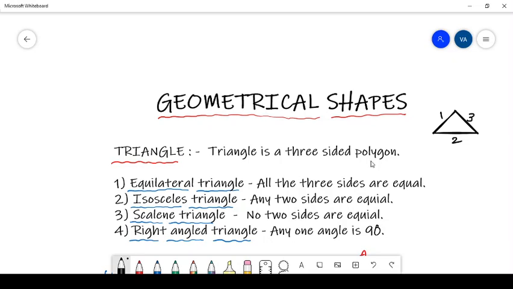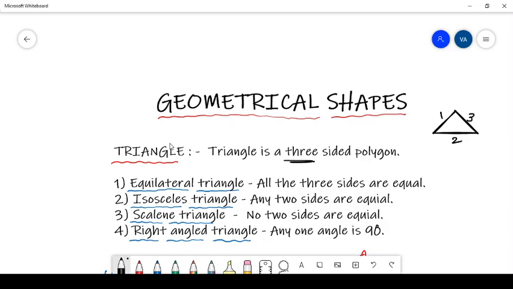A triangle is a three-sided polygon. Which figure having three sides is called a triangle? That means a triangle is a three-sided polygon.